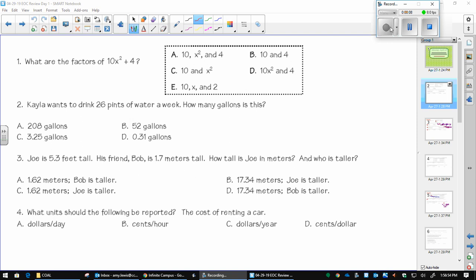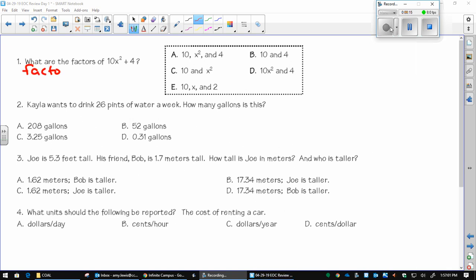The first question says, what are the factors of 10x squared plus 4? Remember that with factors, we need to think numbers that are multiplied together. The 4 doesn't have anything being multiplied by it, so the 4 is not a factor. What we do have is this 10x squared, and remember, we can break that apart. What this really means is 10 times x squared. So our factors are actually 10 and x squared.